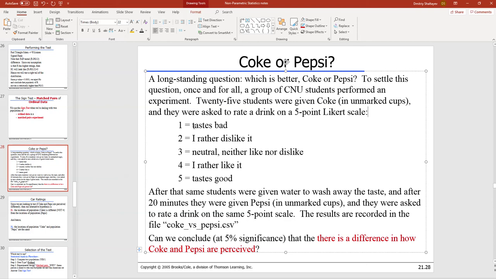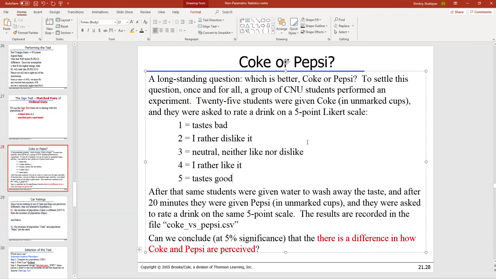So they're really different categories, but we assign them different numbers from 1 through 5. So 1 stands for tastes bad, I don't like it. 2 means, well, I'd rather dislike it. It's not very bad, but it just sucks. 3 means neutral, right? I'm okay with that either way, so I don't particularly like it and not particularly dislike it. 4 is the opposite of 2: I'd rather like it. It's not excellent, but it's okay. And 5 means, yeah, tastes good, so I like this drink.